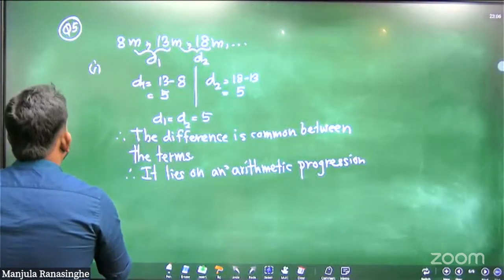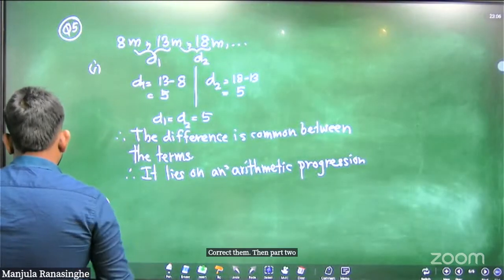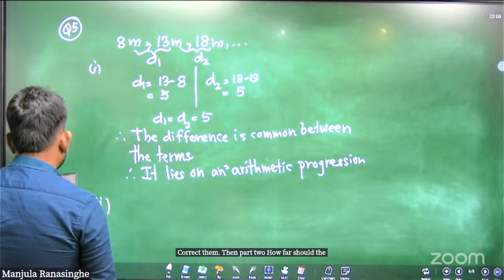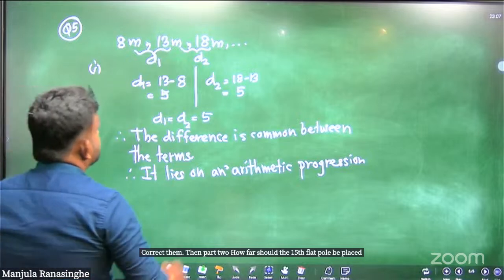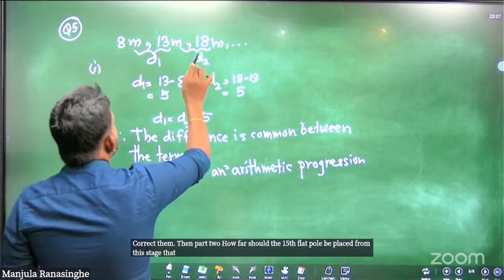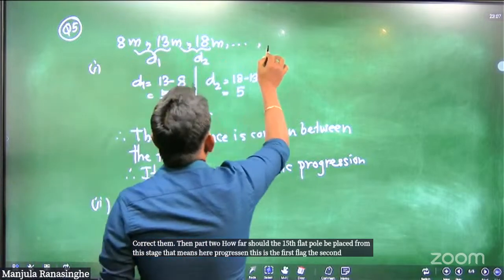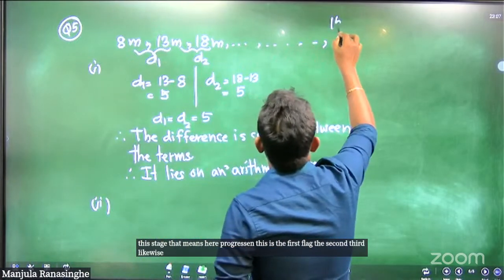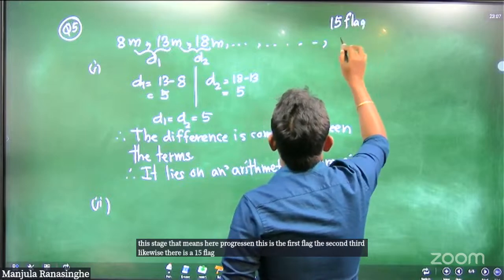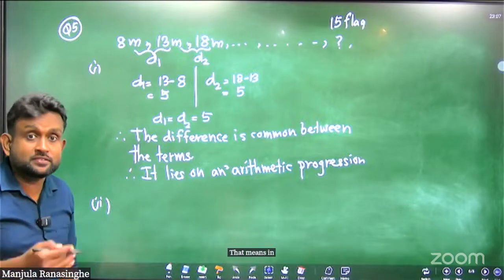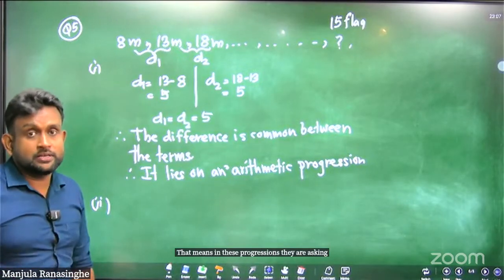Then part 2. How far should the 15th flagpole be placed from the stage? That means here is a progression. This is the first flag, the second, the third. Likewise, there are 15 flagposts. So what is the distance they are asking? In these progressions, they are asking for the 15th term. What is that distance?